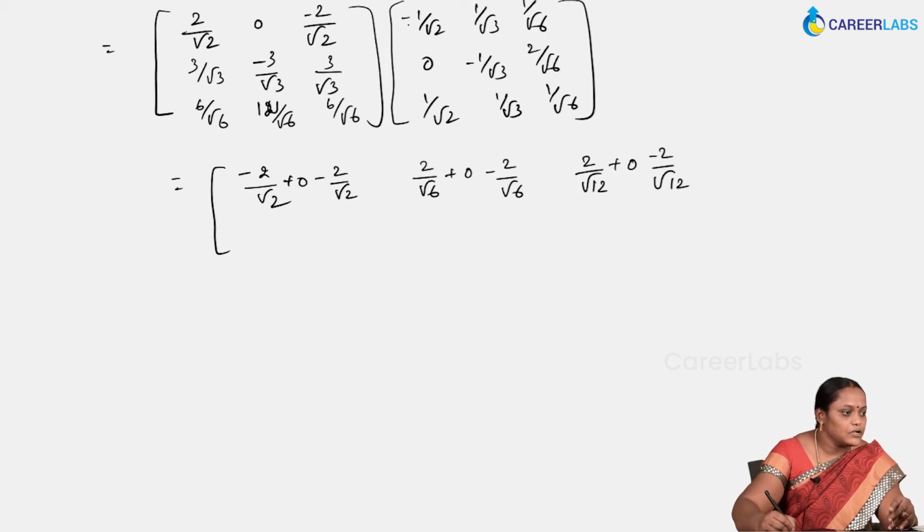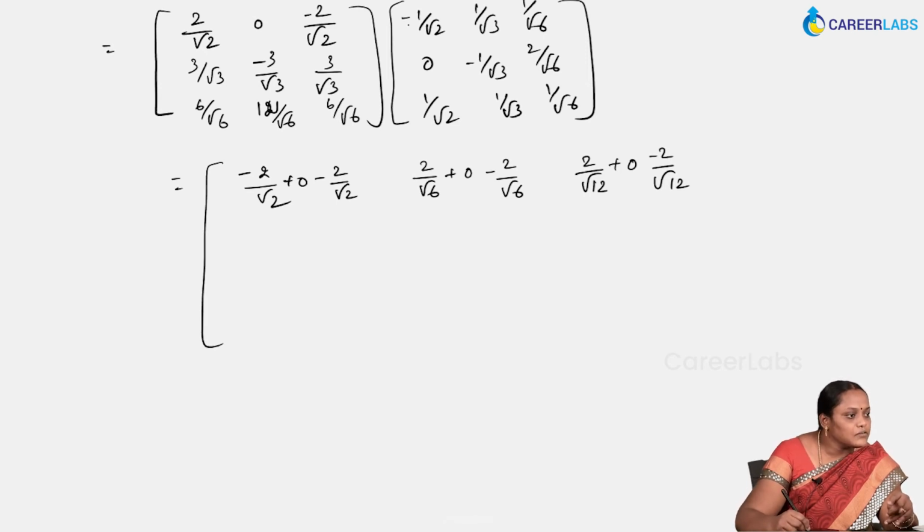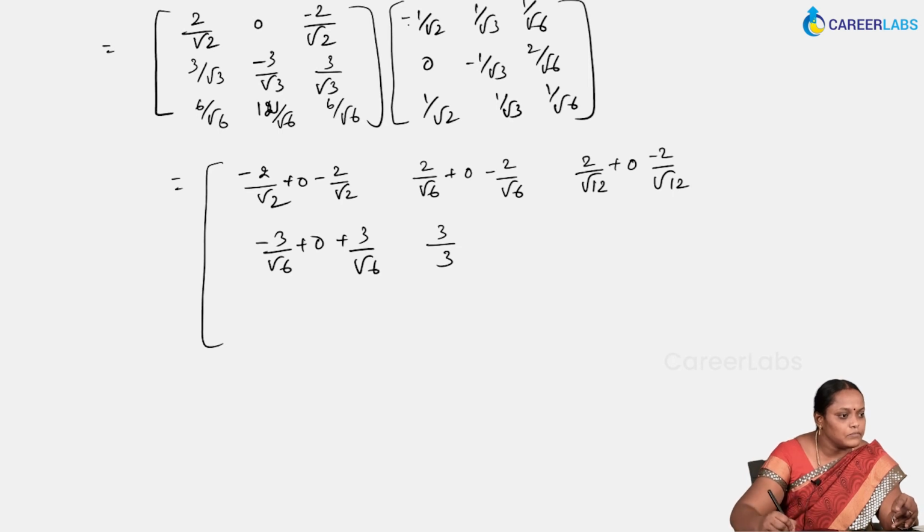Okay. And the same way when you come to the second row with the first column, it will give you minus 3 by root 6. This with this, so this will be 0. Then plus 3 by root 6. And the middle element will be this with this, right? So 3 by 3, 3 by 3, minus into minus will become plus 3 by 3, then this is also plus 3 by 3. So root 3 into root 3 is 3. Okay, so it is 3.